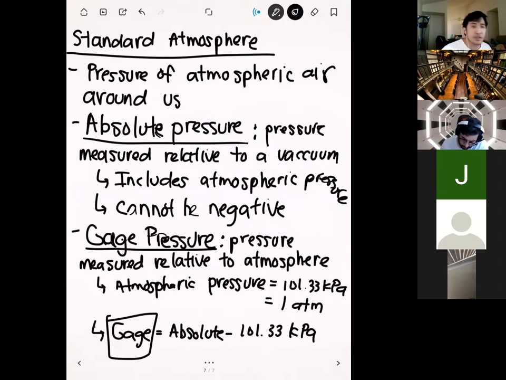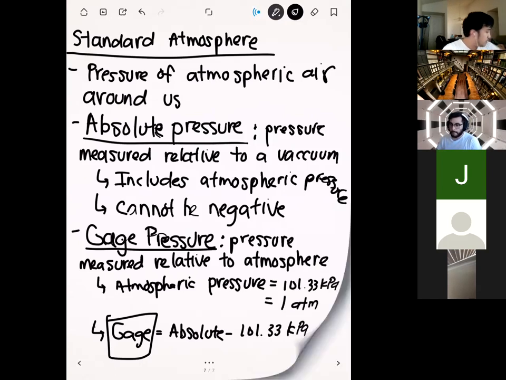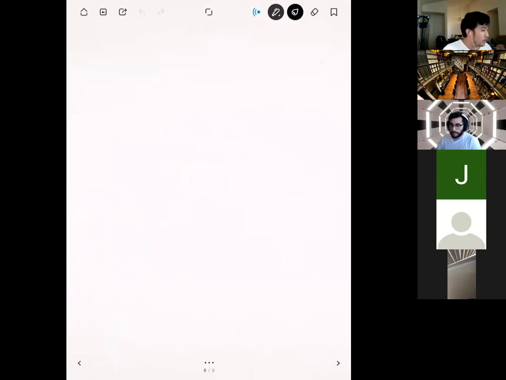All right, are there any questions on atmospheric pressure, absolute pressure, or gauge pressure? Okay. Okay, so the next concept that we're going to be going over is manometry. Okay.